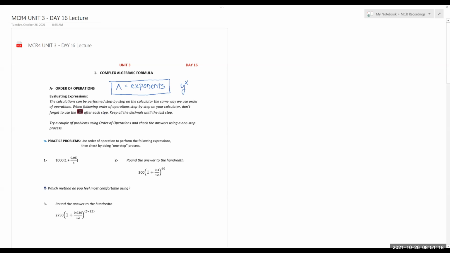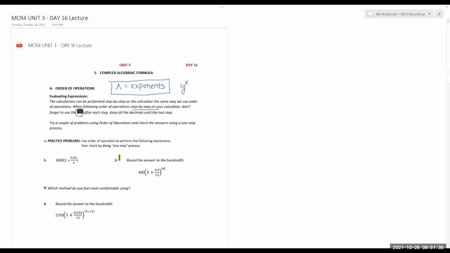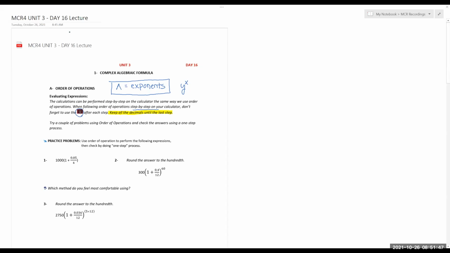When we're doing these, you can always do order of operations step by step on your calculator as long as you click the equals each time. So instead of trying to do something really lengthy, you could hit equals every time and then you don't have to worry about all of the parentheses. The other caveat is you want to keep all of the decimals until the very last step. With finance, we're dealing with money. We need to be correct down to the penny. We don't want to start to overround.